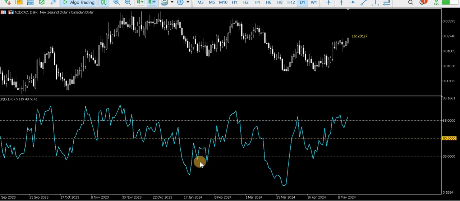Ignore these little breaks here, it doesn't matter. It's broke through here, it's came down, it's come back up. Then what we're looking for now is to go back up through the 65 level, which in this case it has here. So it's come down here through there and broke up through there. Pretty simple.